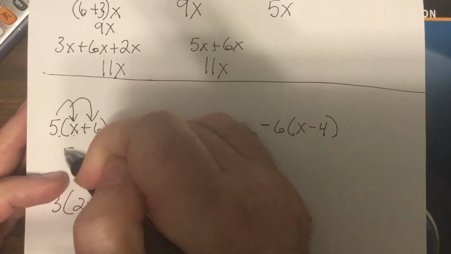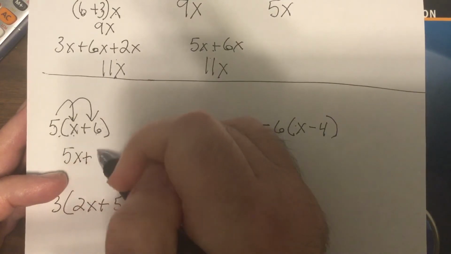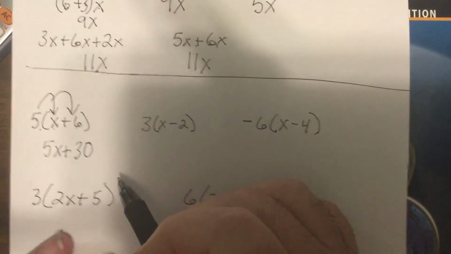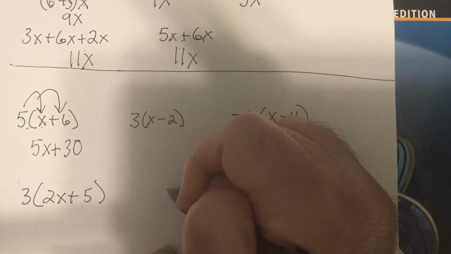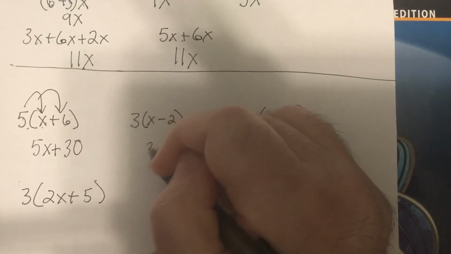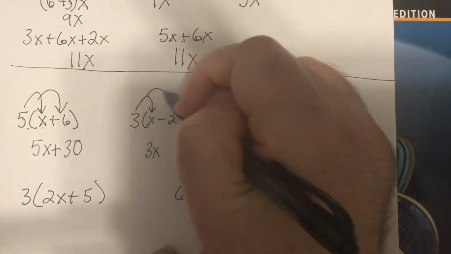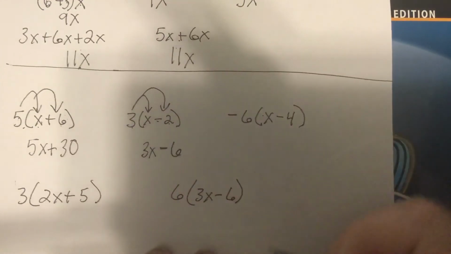5 times x is 5x, plus 5 times 6 is 30. Then we could do something with this. So 3 times x is 3x. So take this 3, multiply it, and then take the 3 and multiply it to the negative 2, which would be minus 6.